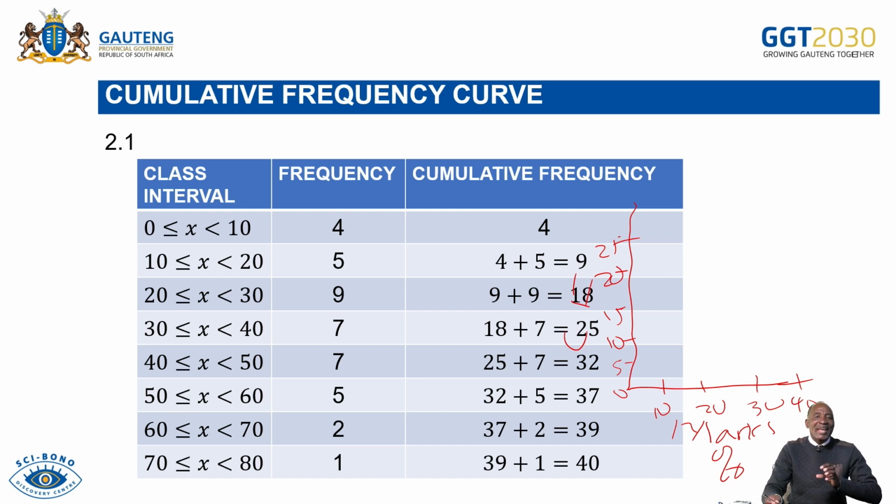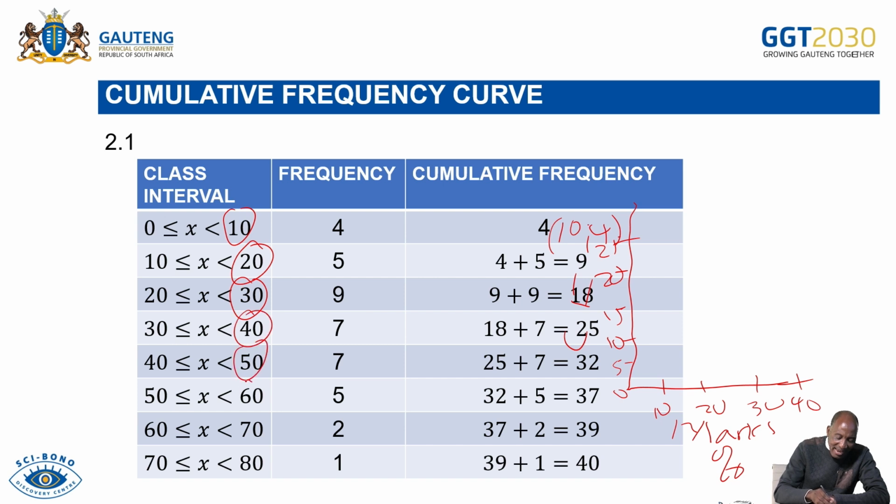In other words, you'll have to have ordered pairs. Your first pair is going to be 10 and 4. You take the upper numbers. Never draw this graph using the lower values. You always use the upper limits. It's an upper cumulative frequency curve, meaning as you draw it, the points that you form must follow upper boundaries. So your first point that you plot should be 10 and 4, not 0 and 4.